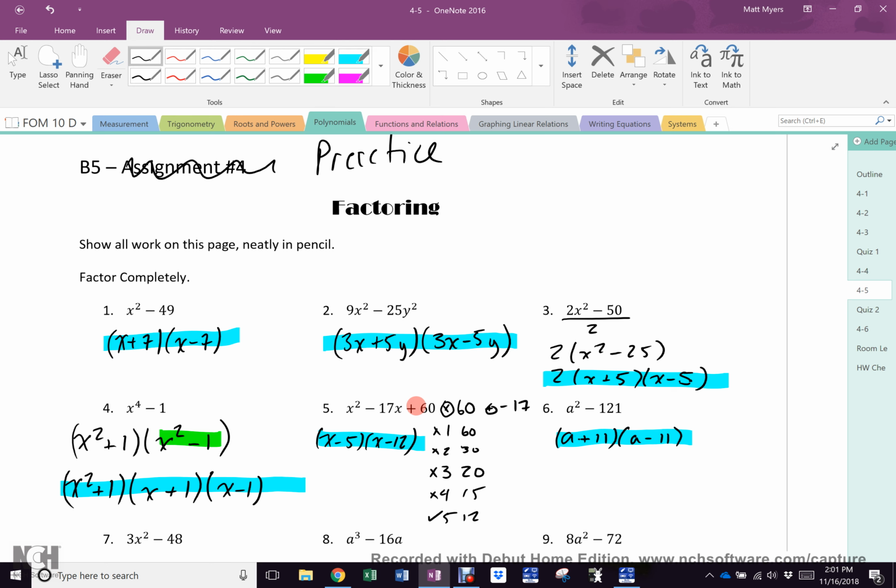Yeah, I quite like factoring because it's kind of like a puzzle. And I'm kind of nerdy that way. Well, not kind of nerdy that way. I'm really nerdy that way.